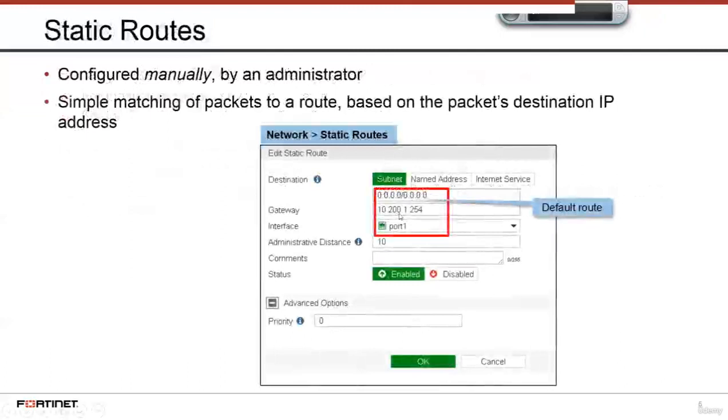Routes are configured manually by an administrator. One type of manually configured route is called a static route. When you configure a static route, you are telling FortiGate, when you see a packet whose destination is within a specific range, send it through a specific network interface towards a specific router. You can also configure the distance and priority so that FortiGate can identify the best route to any destination, matching multiple routes. You will learn about distance and priority later in this lesson.